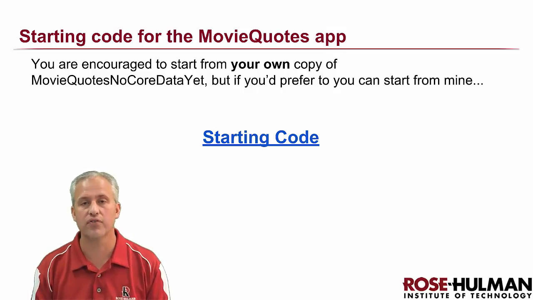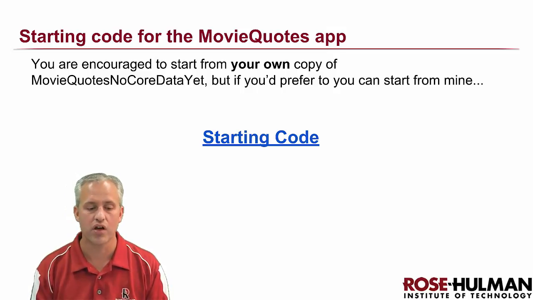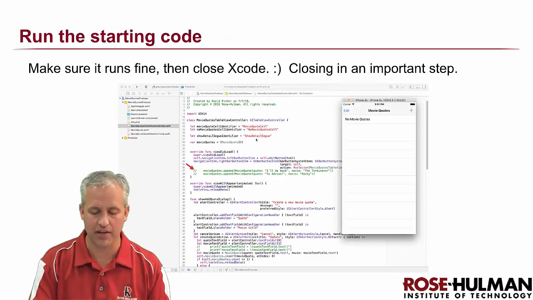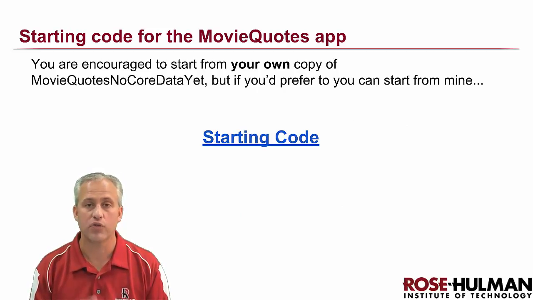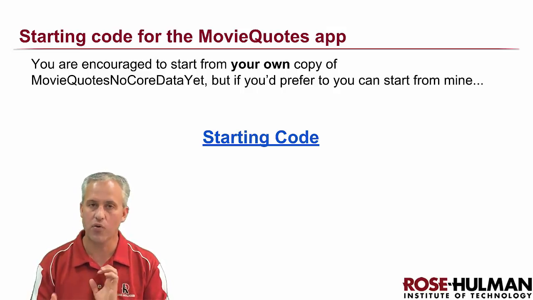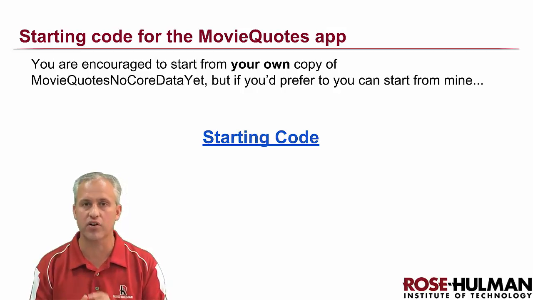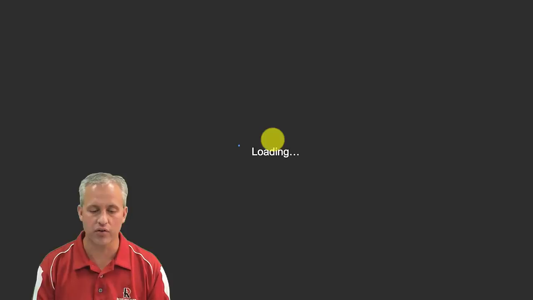Option one is if you followed along in the much earlier version of Movie Quotes, you should have saved off a copy called Movie Quotes No Core Data Yet. If you have that, open it up and make sure it works the same way as what I'm about to show you. If you don't have it handy or you're just afraid to start with yours because you did something weird, you can use this starting code.